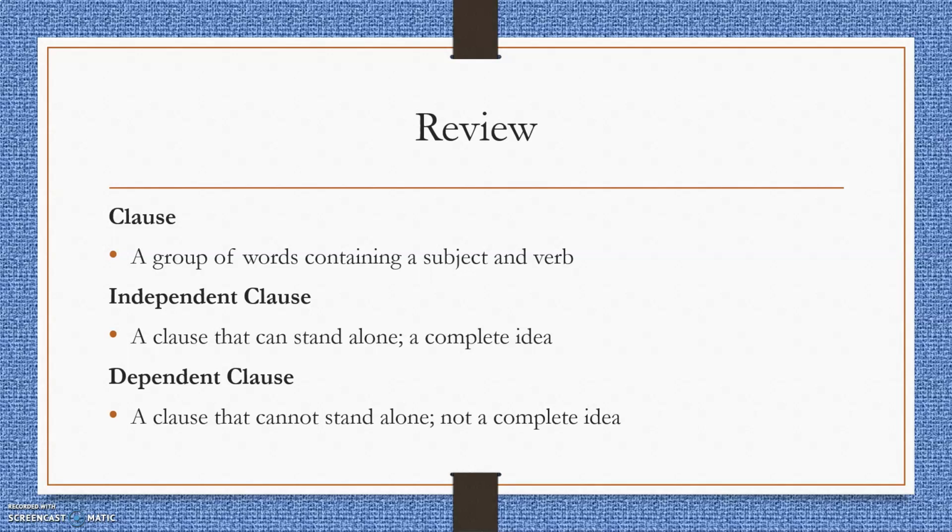As you know, a clause is a group of words containing a subject and a verb. Next, independent clause. An independent clause is a clause that can stand alone. It is a complete idea. And finally, dependent clause. Dependent clauses cannot stand alone and they are not complete ideas.